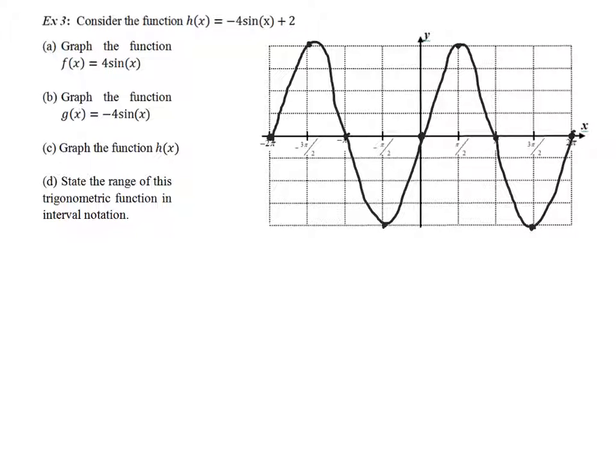So the black graph is going to be the graph of f of x. Now think about what's happening for part B. If I want to graph the function g of x equals -4 sine of x, I should see that the only change that I have made is to negate each of the values. Do you remember that this is actually a reflection over the x-axis?